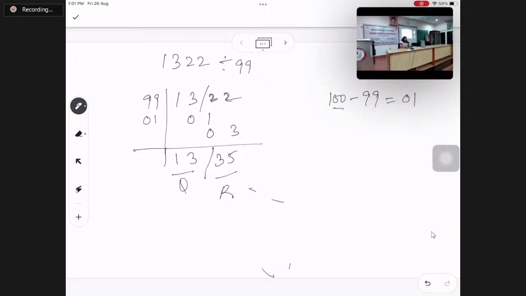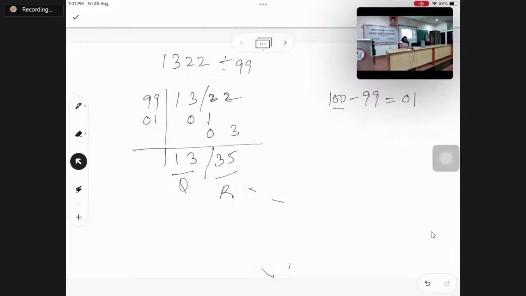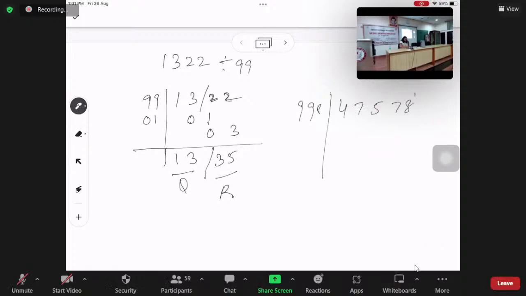So 0 plays a very important role. You cannot neglect 0, because if you neglect 0, what would happen? 1 is there. So when you multiply by 1, this 1 would shift to here. It won't give you a correct answer. Now similarly, suppose you divide 47578 by 998.